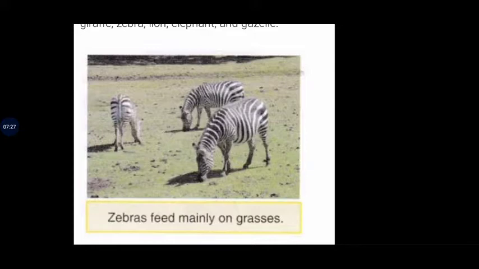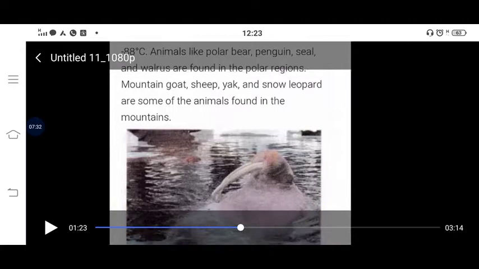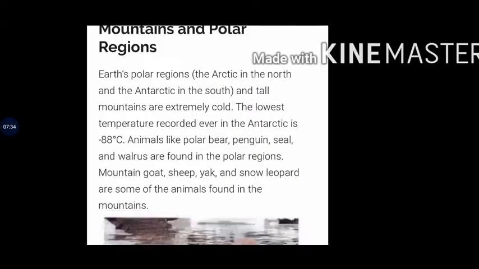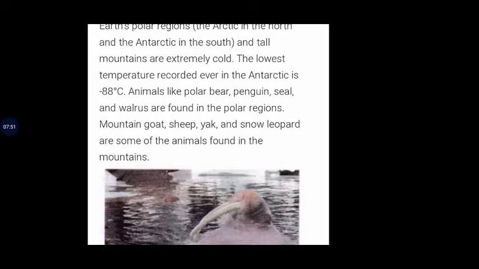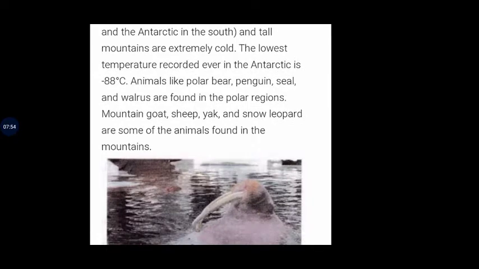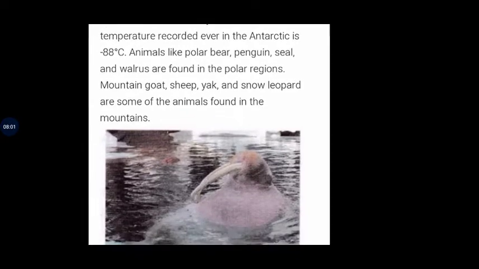Now, the next habitat we will see is the polar regions and mountains. There are two polar regions, one is Arctic and the other is Antarctic. Arctic is in the north direction, and Antarctic is in the south direction. And the tall mountains, these all are extremely cold. The lowest temperature ever recorded in Antarctic is -88 degrees centigrade.